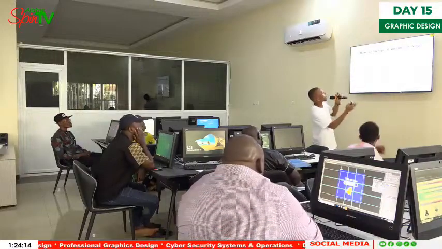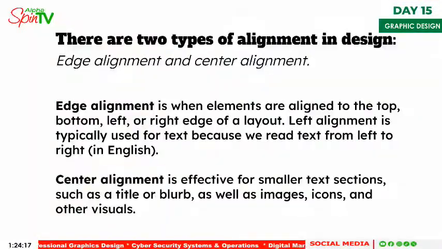You say left alignment is typically used for text because we read text from left to right in English. Are we together? Center alignment is effective for small text sections. That was why he said when you want to write a text on a picture, you centralize it, so people don't get the thing wrong. Center alignment is effective for smaller text sections such as a title or blurb, as well as images, icons, and other visuals like location. Are we together? Good.